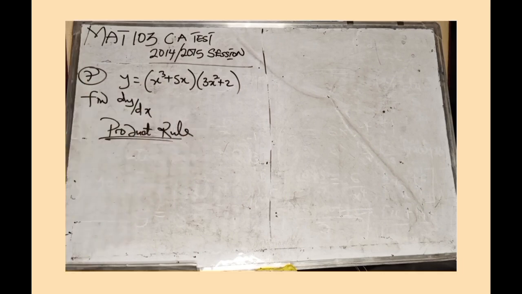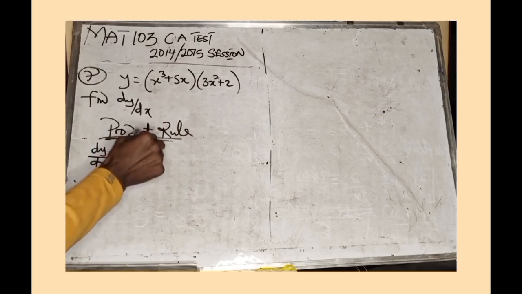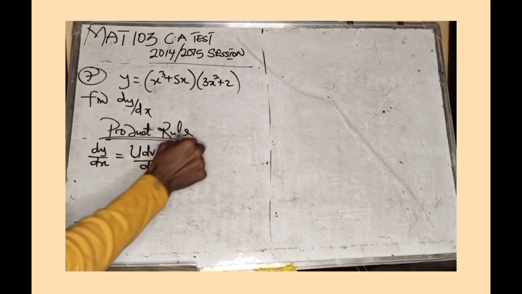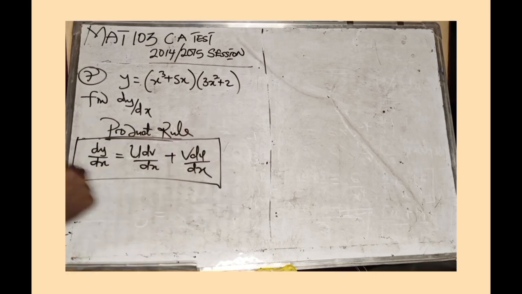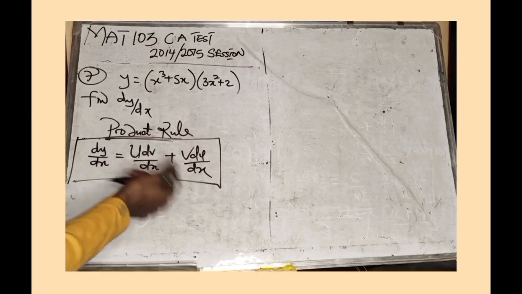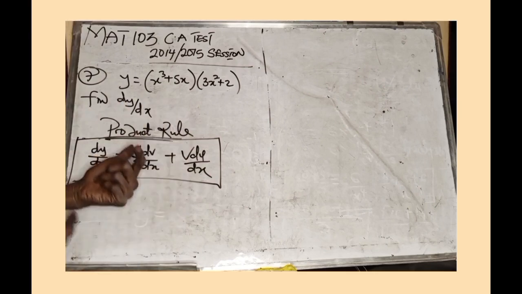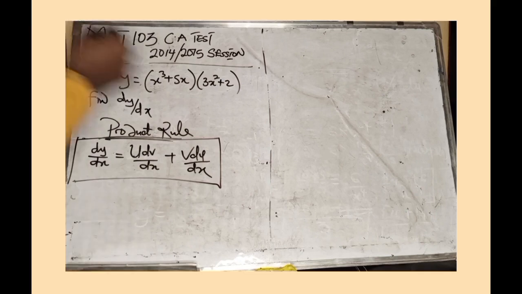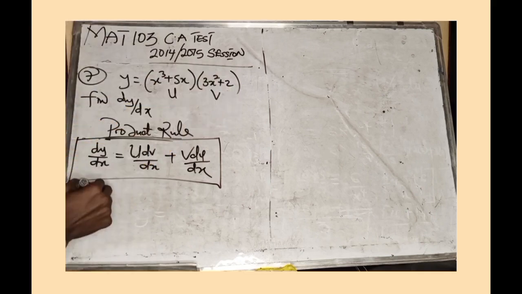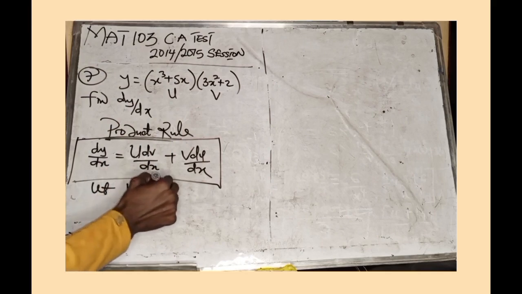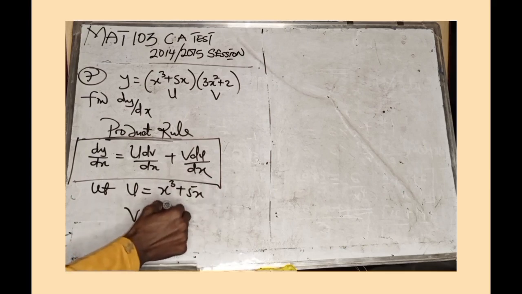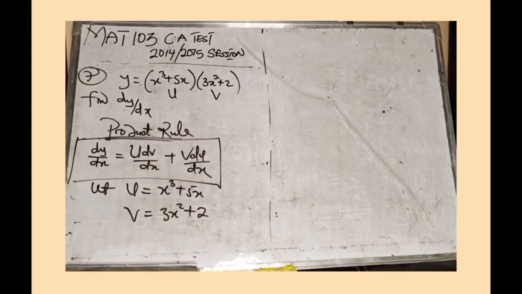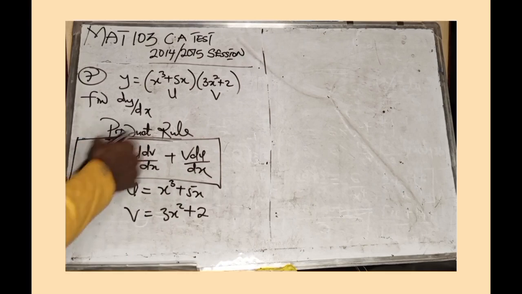The formula for the product rule is dy/dx is equal to u dv/dx plus v du/dx. This is the formula for the product rule, and they are commutative. It can still be v du plus u dv. So now I will make this one my u, this my v. By assumption, let u be equal to x cubed plus 5x, and let v be equal to 3x squared plus 2. Now let's move on to differentiate.